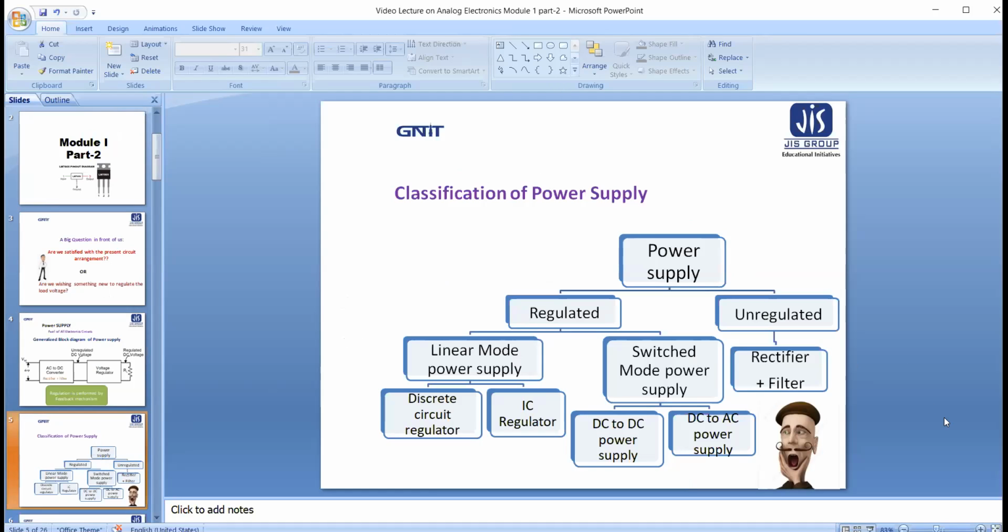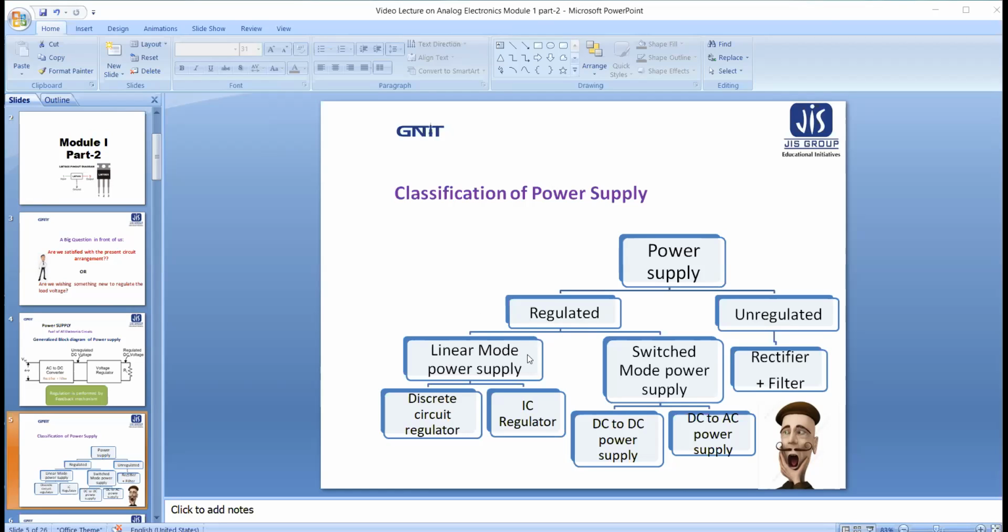Now if we look into the various types of DC power supply, we will see that initially the power supply is of two types. One is the regulated power supply, the second one is the unregulated. The unregulated power supply is nothing but the rectifier and filter combination, as already discussed. But the regulated power supply is of two types. One is the linear mode power supply, and the second one is the switched mode power supply.